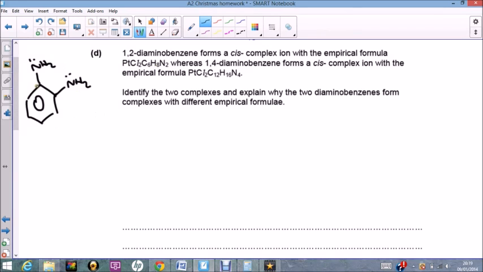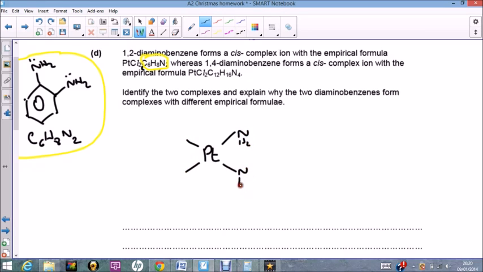Okay, so if we look at this, we've got 6 carbons, 1, 2, 3, 4, 5, 6, C6, H's, 1, 2, 3, 4, 5, 6, 7, 8, N, 1, 2. So this bit here is one of this compound. So we'll draw that now. It's going to be square planar again because it's a platinum one. So that's going to be the first one.